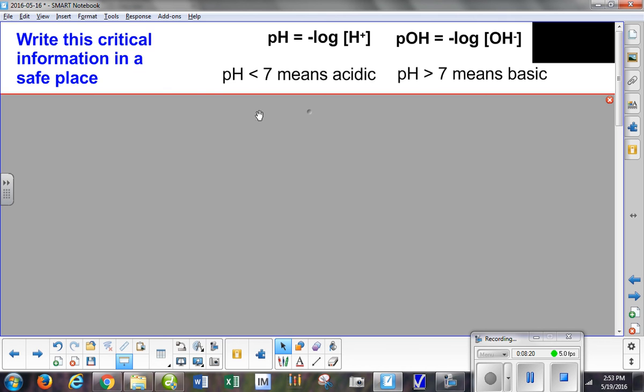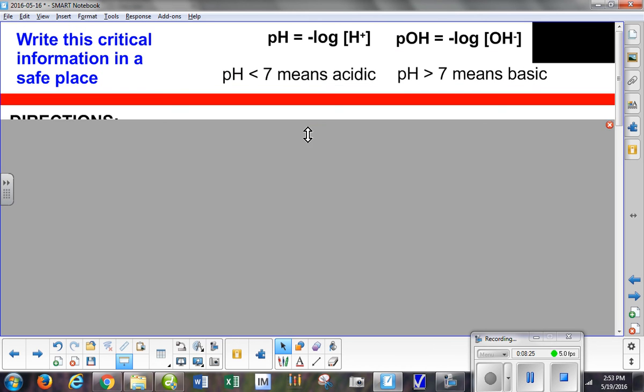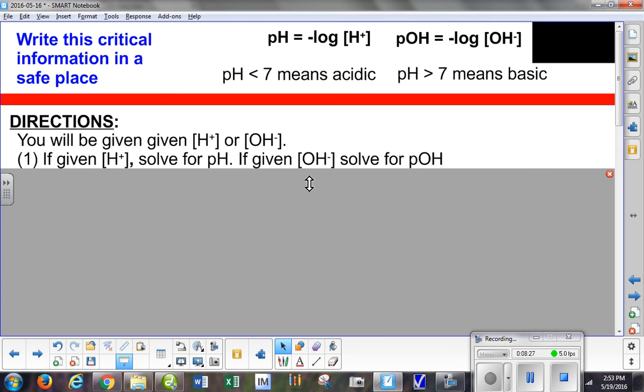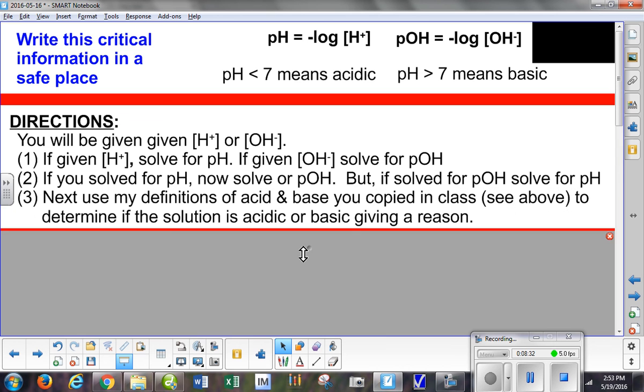Now, I've given you 6 problems for homework tonight. Each of them has 3 parts. And this is how it's going to work. And you might want to write this down because it will help you tremendously in doing your homework tonight. Here's my directions as written on the homework page.